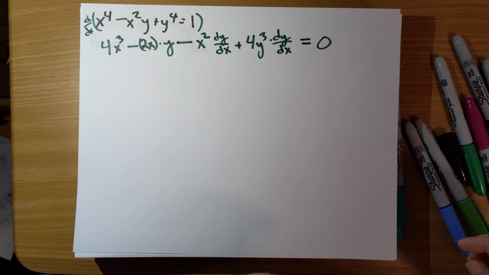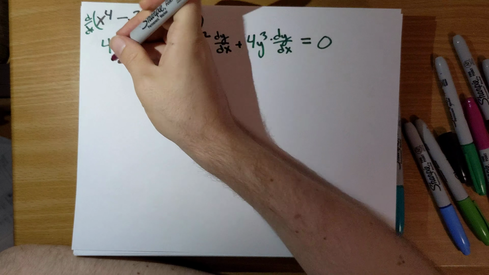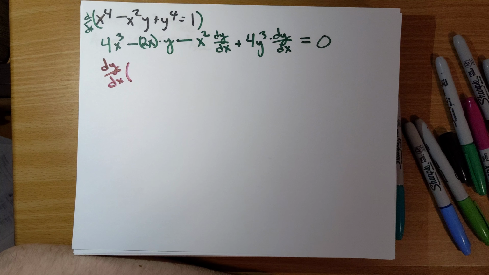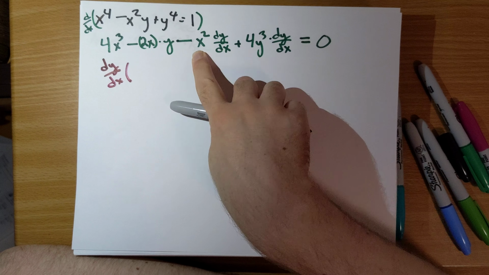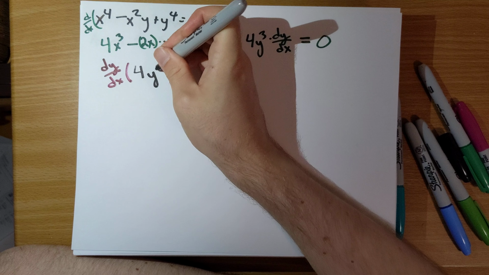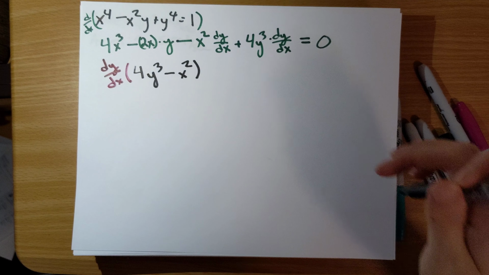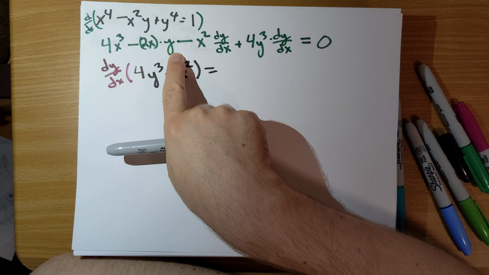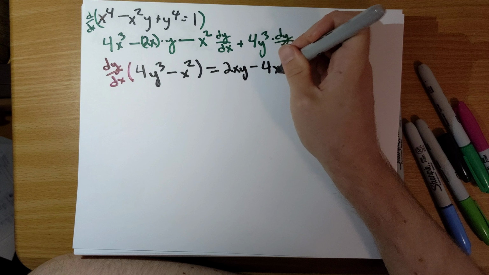Okay, we've got this expression written out here. So at this point then, what do we need? We need to solve for dy dx. So dy dx times, let's see here, 4y cubed minus x squared. And the other terms here, the 4x cubed minus 2xy, let's move those to the other side. So 2xy minus 4x cubed.